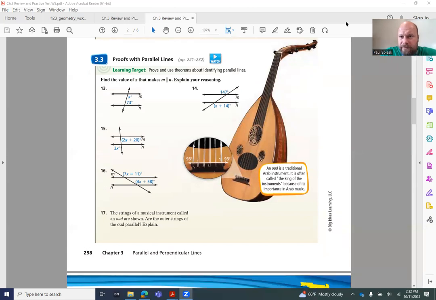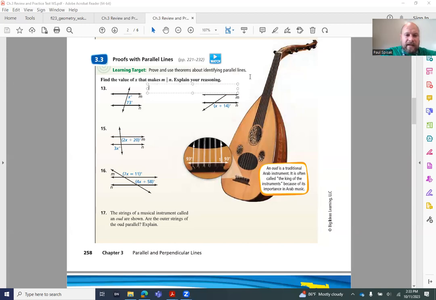On 3.3, almost the exact same thing that we're doing before. So it says find the value of x that makes the lines parallel. Explain your reasoning. So for these, number 13, we have two angles that are in positions that are considered consecutive interior or same side interior. So they have to be supplementary.